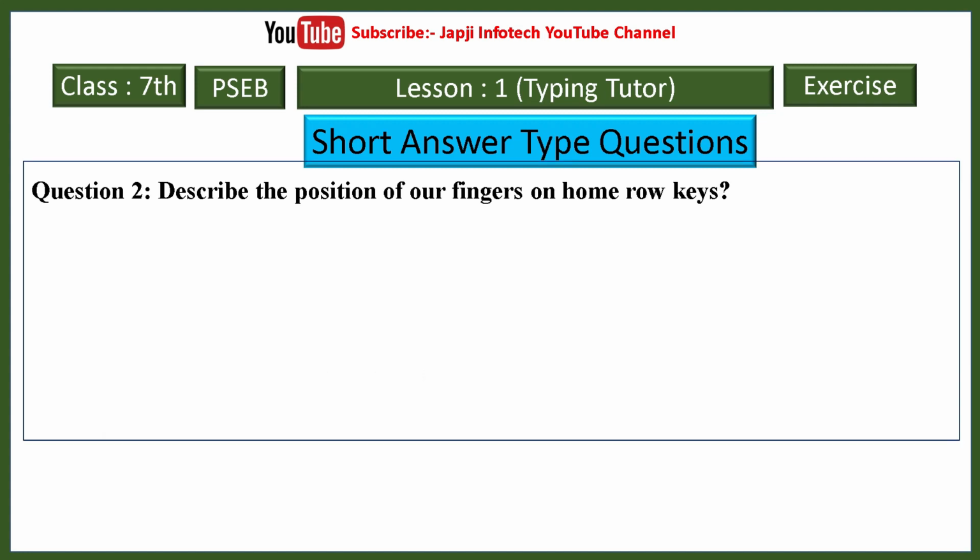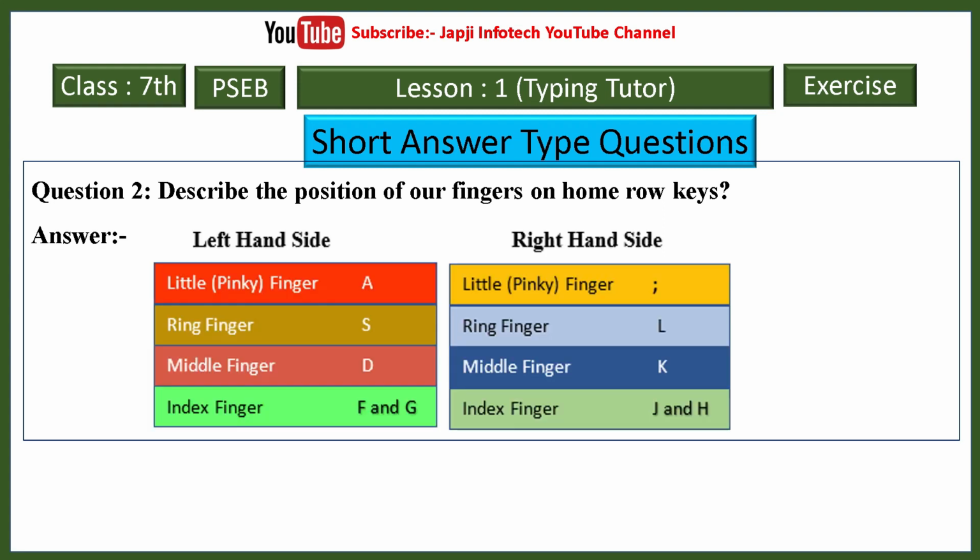And the second question is, describe the position of our fingers on home row keys. And the answer is, on the left hand, the A letter should be on the little finger, S letter on the ring finger, and the D letter should be on the middle finger, and F and G letters will be pressed with the index finger. And on the right hand side, semicolon should be pressed with the little finger, L with the ring finger, K with the middle finger, and J and H letters should be pressed with the index finger.